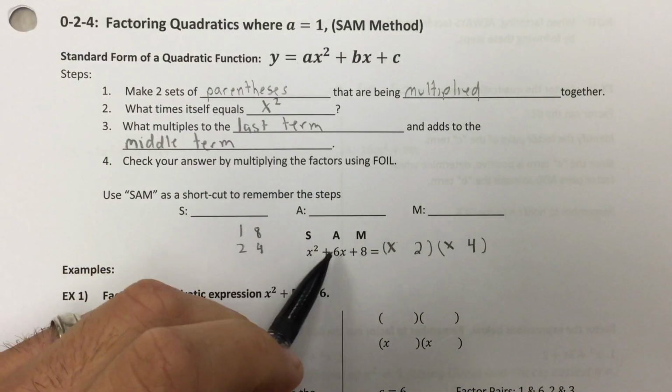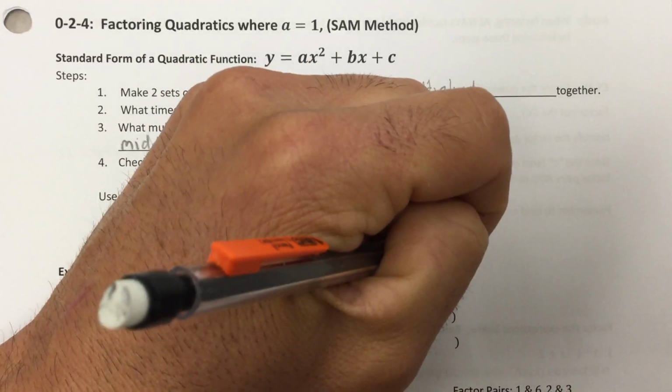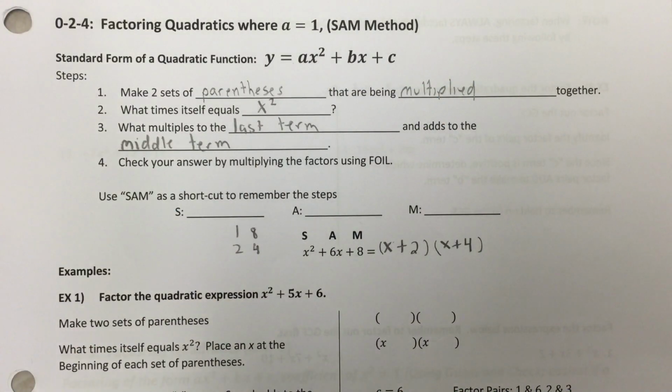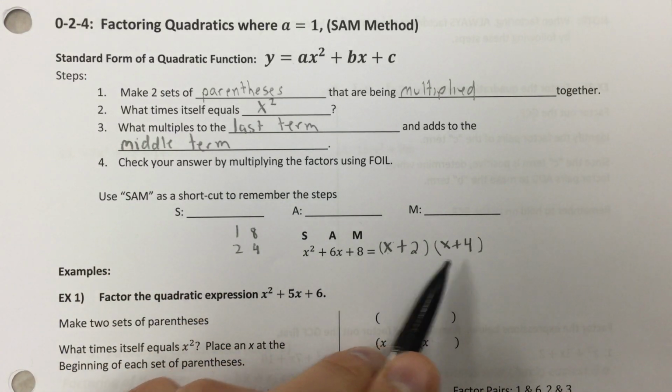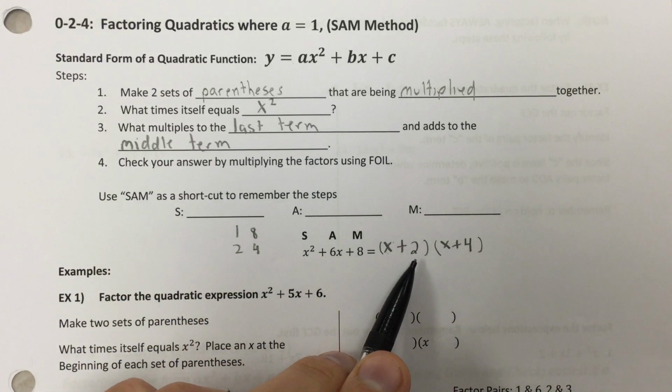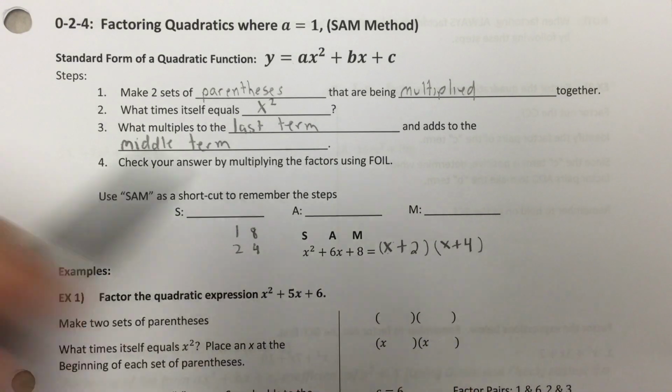And then the only way that it works so that they multiply to be positive and add to be positive would be if they're both positive. So that is now factored. And you can always check our answer with FOIL. X times x is x squared. X times 4 is 4x. 2 times x is 2x, so that'd be 6x when I add them together, and 2 times 4 is 8.